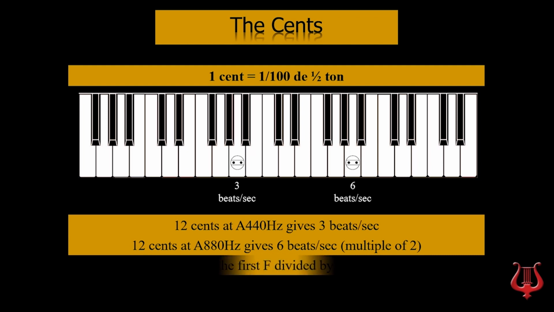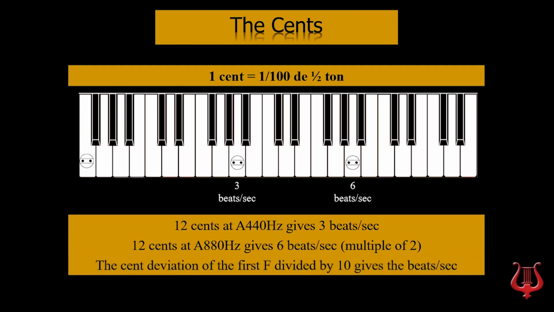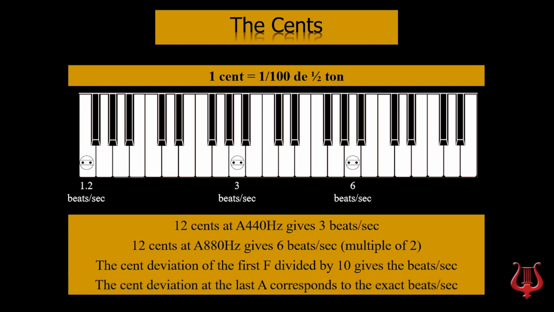The cent deviation of the first F divided by 10 gives the beats per second. The cent deviation at the last A corresponds to the exact beats per second. So if you apply 12 cents to the last A, you will have 12 beats per second.